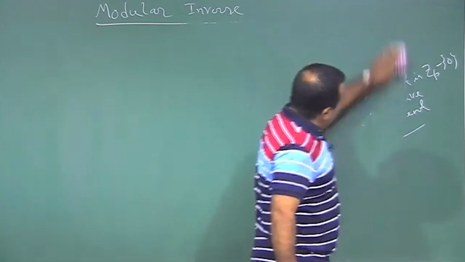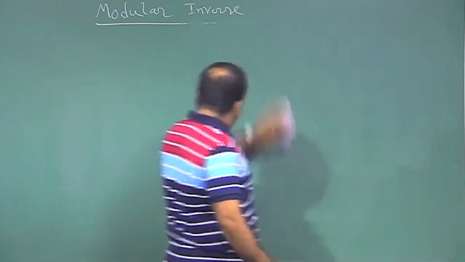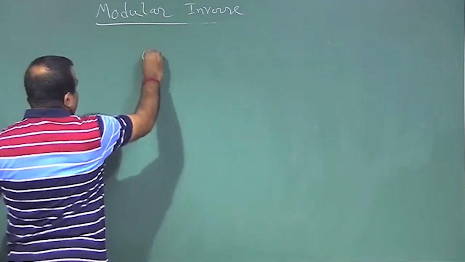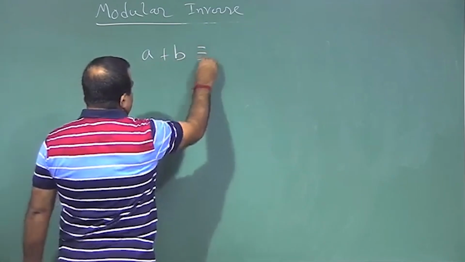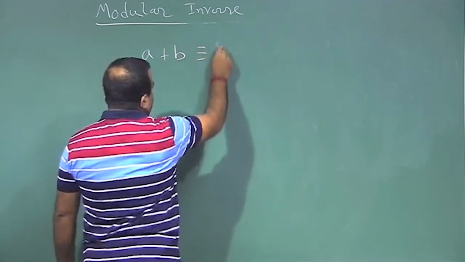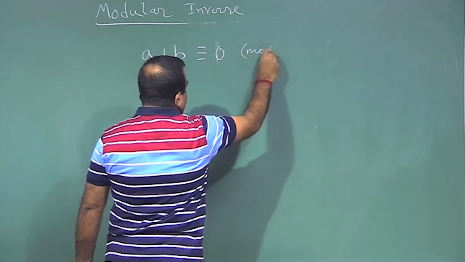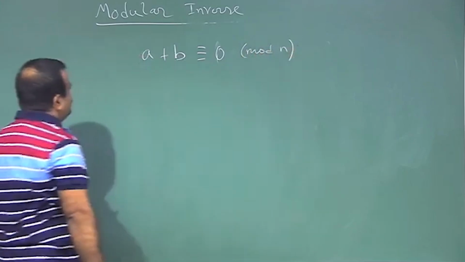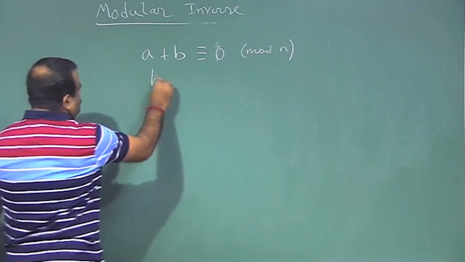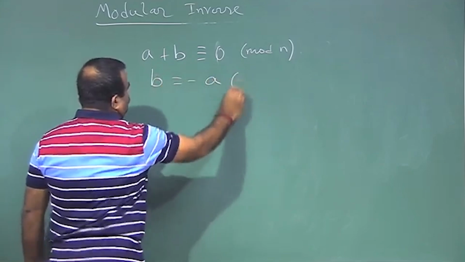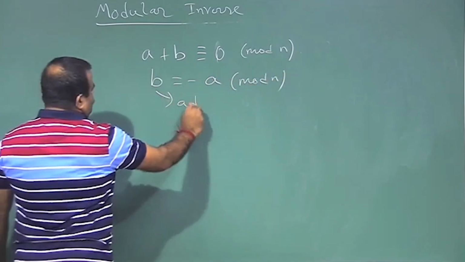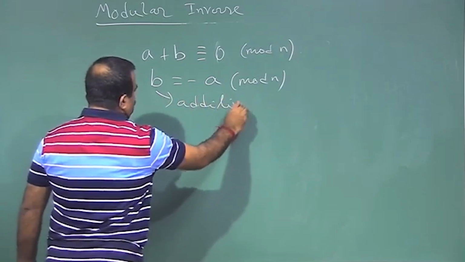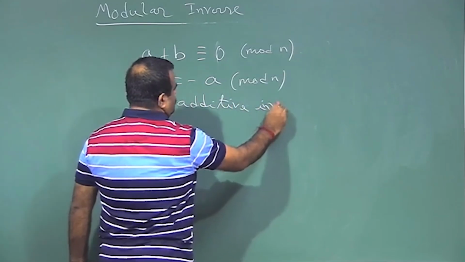So B will be called the inverse of A if A plus B is equal to 0 mod n. In the additive sense B is denoted by minus A mod n. So this is the additive inverse because the operation is addition.